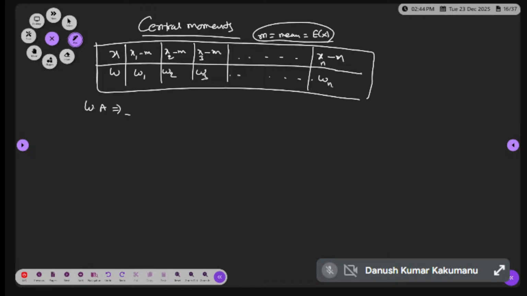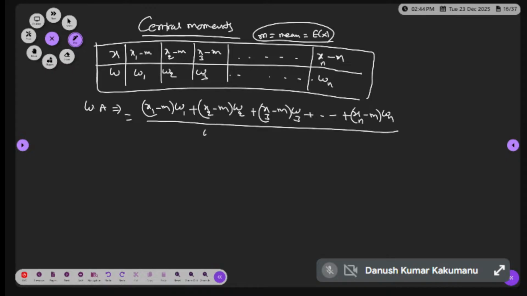What is the weighted average of this one? It is (x1 minus m) into omega 1, plus (x2 minus m) into omega 2, plus (x3 minus m) into omega 3, and so on, plus (xn minus m) into omega n, divided by omega 1 plus omega 2 plus omega 3 and so on, omega n. This is clear.